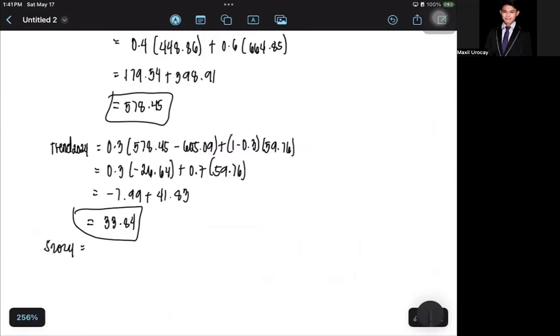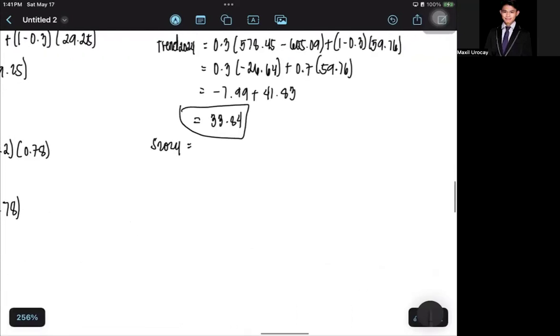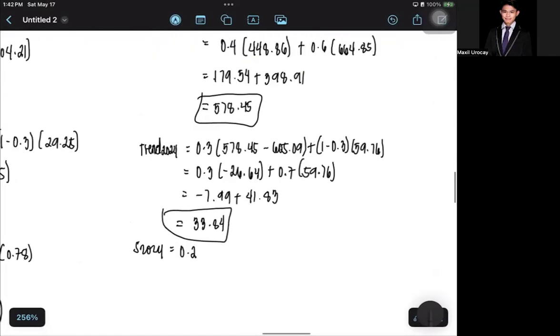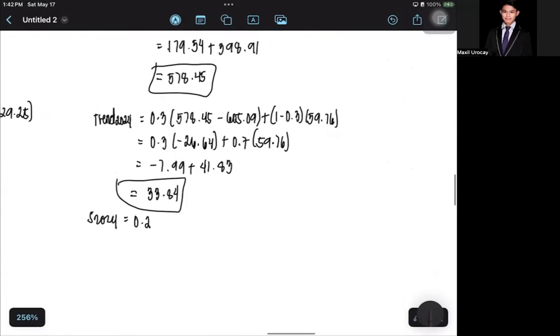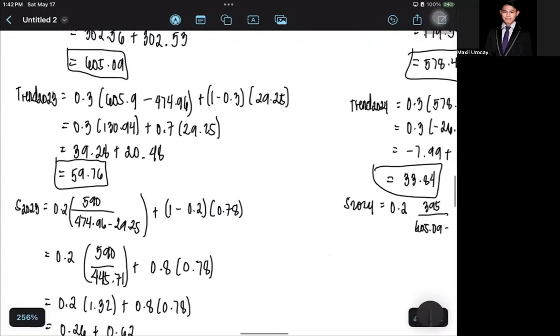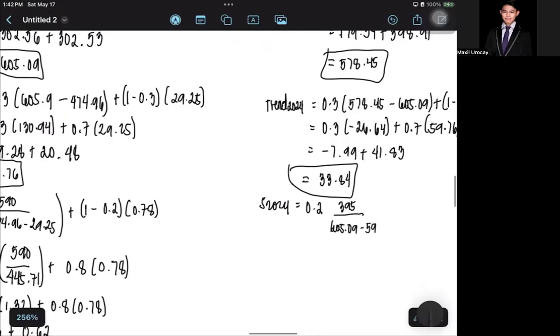Then you will get the seasonality for 2024 as well, given your gamma is 0.2. So 0.2, then your numerator is the data. What is the data for the level? That is 395. Over the previous level that you have, which is 605.09, minus the previous trend as well, which is 59.76.